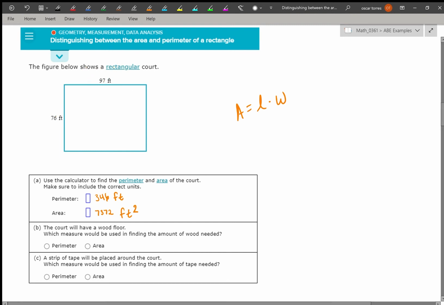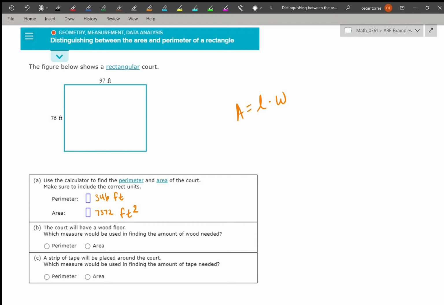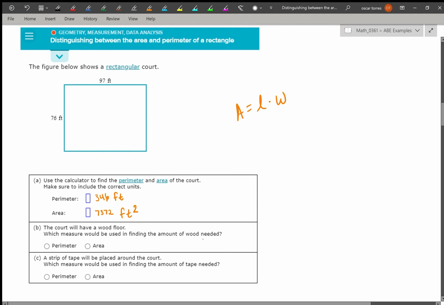Part B tells us that the court is going to have a wooden floor. So which measure would be used in finding the amount of wood needed? If they're filling in the floor with wood, then we're not looking around the floor, we're filling it in, which means we're looking at the area. For part C, it tells us that a strip of tape will be placed around the court. Because they're going around the court, we would be measuring the perimeter.